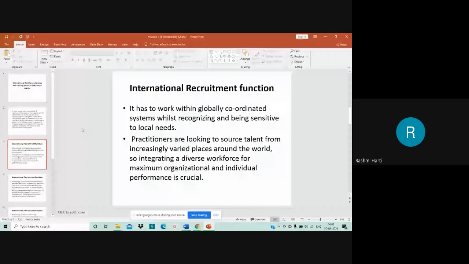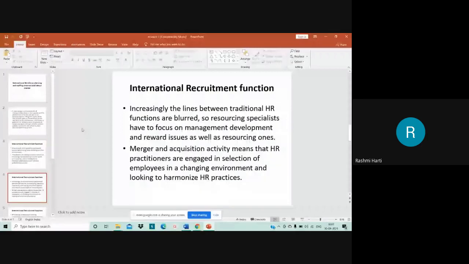Okay, and the other part of it is that when it comes to international recruitment functions, there are a lot of increasingly blurred lines between traditional HR functions, right? There is nothing called a traditional HR function here. So the HRs have to, as we have seen in module one, deeply focus on management development programs, reward issues, and deeply get into the personal life of the employees and all those things. Then, mergers and acquisitions are also one of the activities through which HR practitioners engage in selecting the employees and changing the environment and looking for harmonized HR practices.